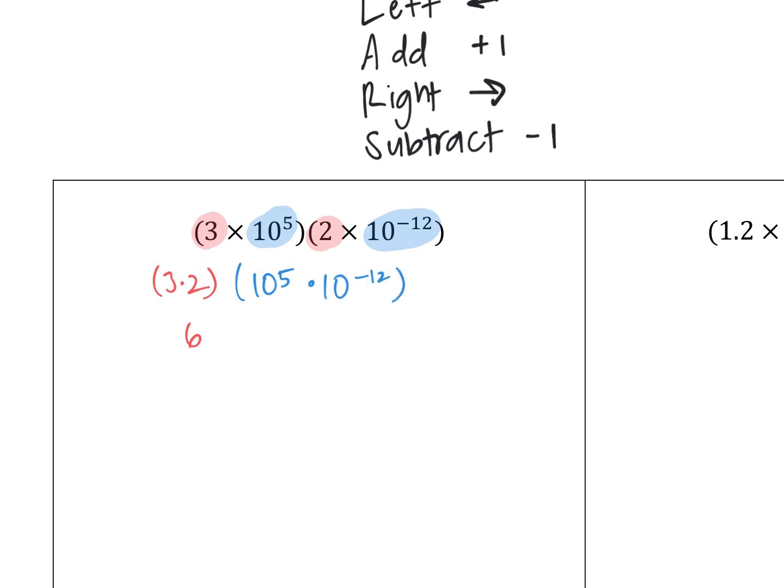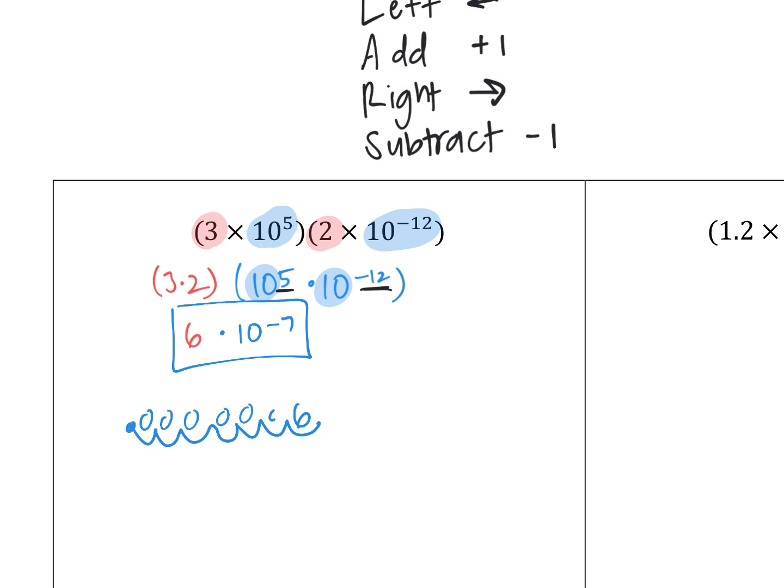Because remember, multiplication is commutative, so you can move the order, and that's okay. So now that I have the same base here, I'm going to add those exponents together. So I'm adding 5 plus negative 12 together to give me 10 to the negative 7th power. So this is my final answer in scientific notation, 6 times 10 to the negative 7th power. Or if we were writing this in standard form, we would have my 6 here, and then I would move the decimal place to the left 7 times, and then add zeros in front of that. Okay, so this would be a really small number.